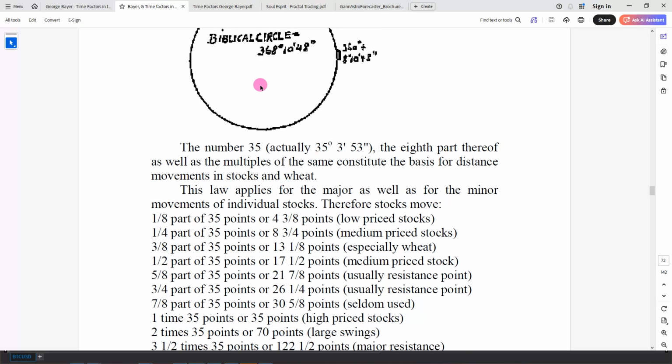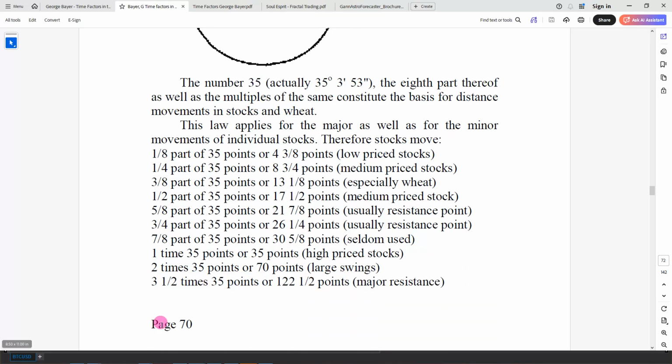He then proceeds to give a table on page 70 here in the book, in this particular copy anyway. So he takes the number of 35 and divides it down by eighth increments, and he comes up with this series of numbers, and he includes the 70 and the 122 and a half along with that. But for the numbers below 30, he goes down to the 35 eighths, 26 and a quarter, 21 and 7 eighths, all the way down to 4 and 3 eighths.